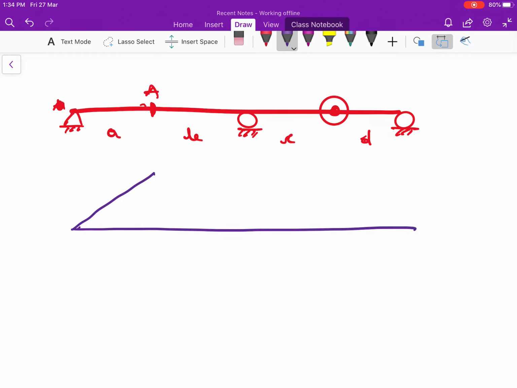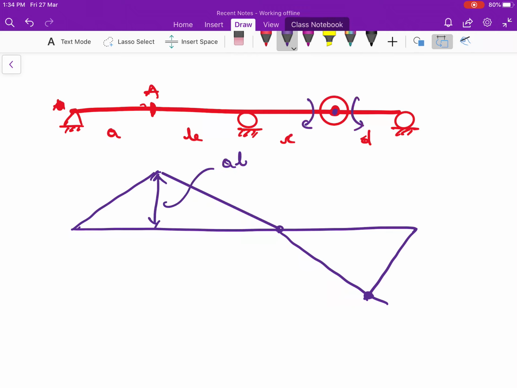At point A, the bending moment will come like this. In case there is no internal hinge present here, then it would have ended here, but since the internal hinge is present here, the movement is taking place in this direction, and it comes to be like this. Okay, so what is this ordinate? A into B divided by A plus B. This ordinate can be found by making use of the similar triangle concept which I had explained earlier.